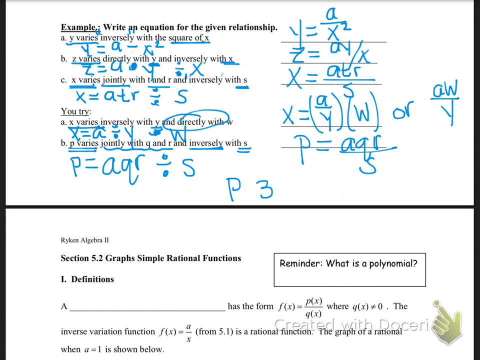Homework is on the portal. It's page 307, numbers 3 to 19 every 3, and 24 to 34 every 3. You can get started on this.